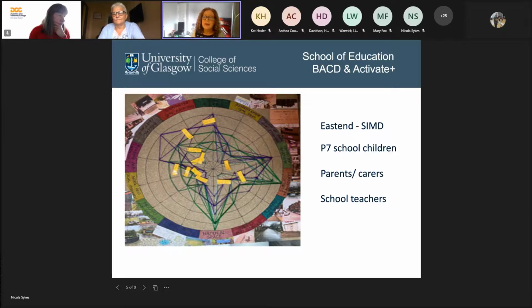The final part, at the prompt of the young people, was inviting the school teachers to take part. The diagram in front of you was the result, and the different colours were the different groups represented. The young people really took issue with the fact that the school teachers scored their community so low. That led to a dialogue, a meaningful conversation, which was really helpful.